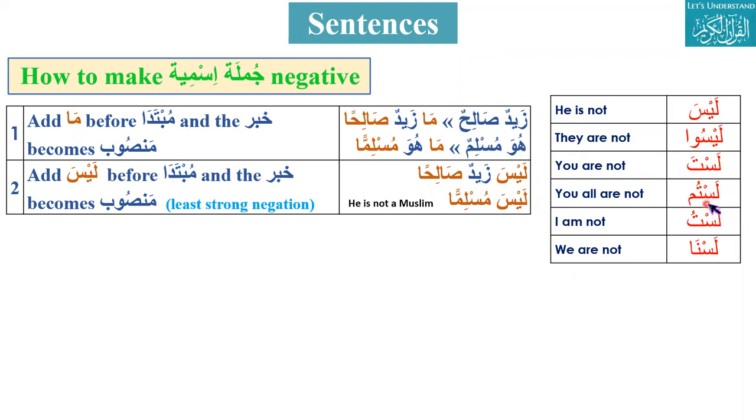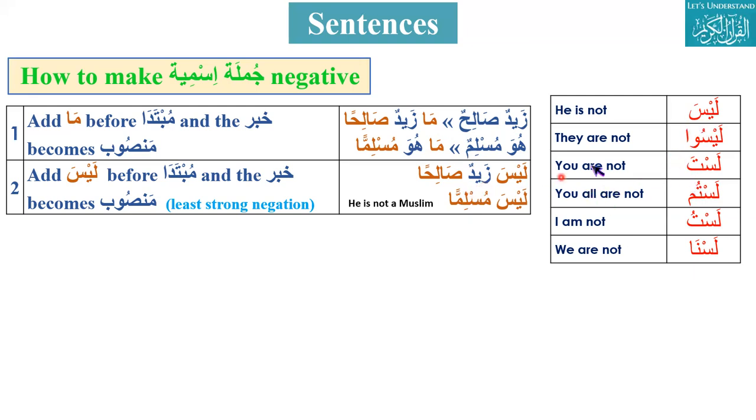And you are all not Muslim, Lastum Muslimina. Okay. So the variations or derivatives of Laisa, if they come before the Mubtada, then the Khabar becomes Mansub. So Laisa or its derivatives can be used to make the sentence negative here.